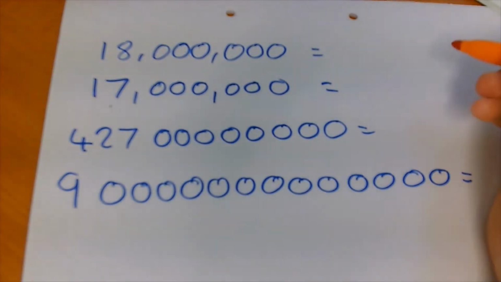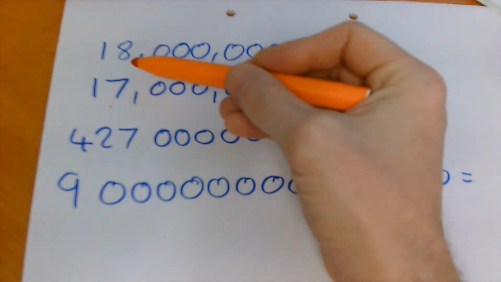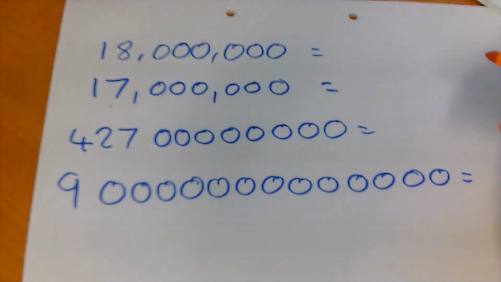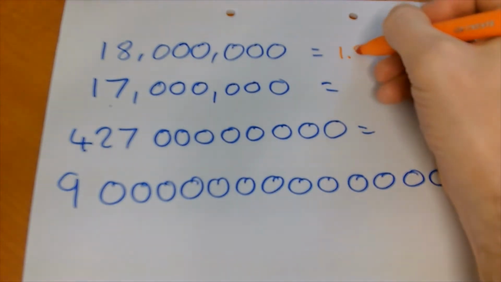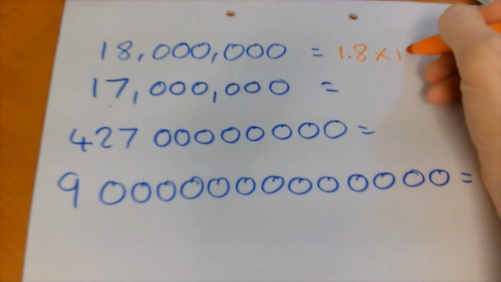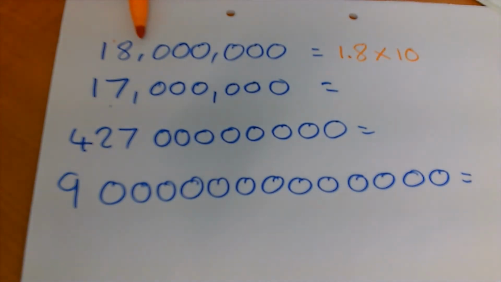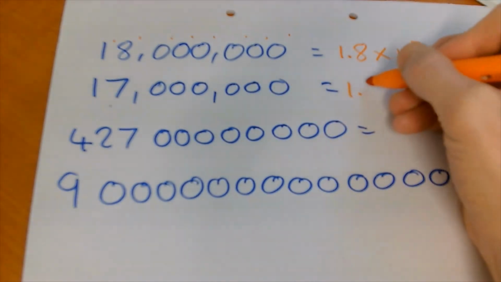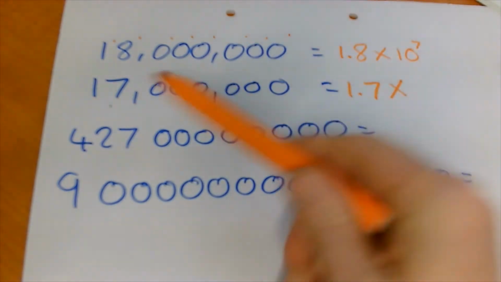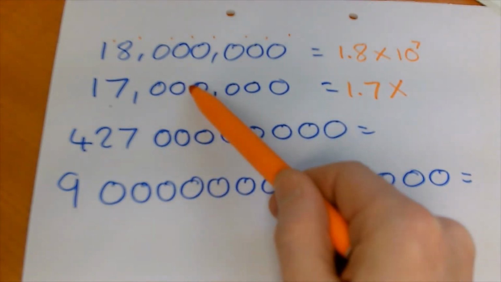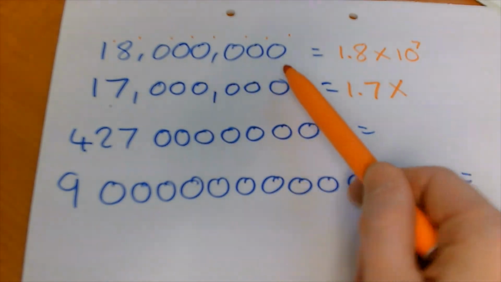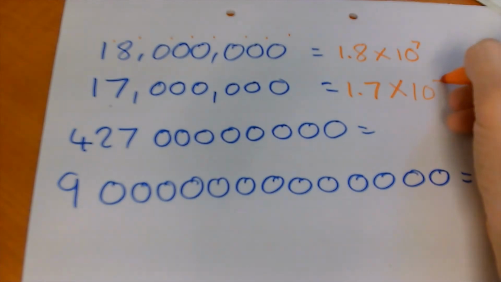Okay, so the first two digits are 1 and 8. So to change that into something that's above 1 and less than 10, it would change to 1.8 multiplied by 10 to the power of, how many times does it jump across? It would jump across 1, 2, 3, 4, 5, 6, 7. So 1.8 times 10 to the power of 7. Next one, 1.7 multiplied by, jumps across 1, 2, 3, 4, 5, 6, 7. So again, 10 to the power of 7.